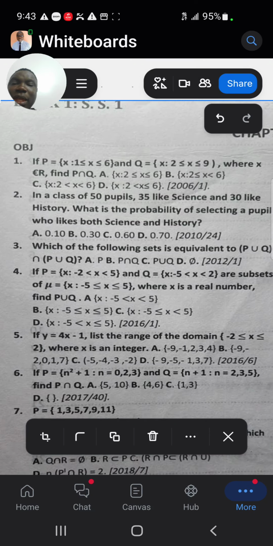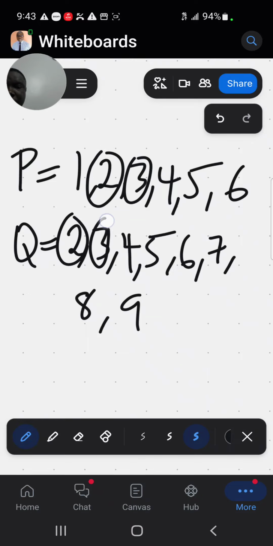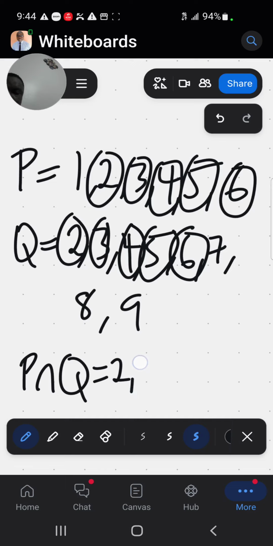Now it says find P intersection Q. When you hear P intersection Q, it means what is in P and what is in Q. So we'll go back to what we've written on the board and find the numbers that are in P and Q. The numbers that are in P and Q would be 2, 3, 4, 5, and 6. So P intersection Q would be 2, 3, 4, 5, 6.